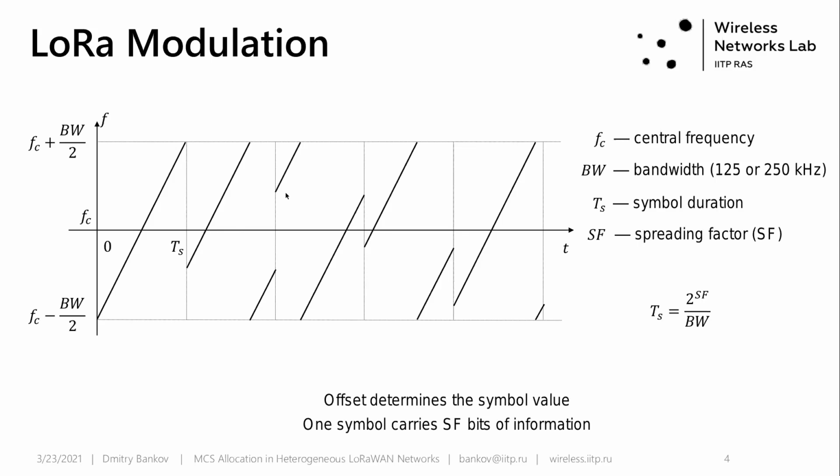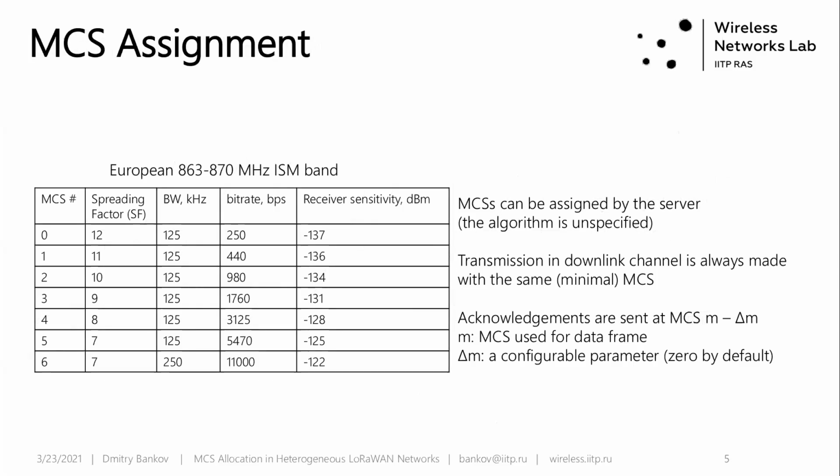LoRa modulation has a parameter called spreading factor, which determines how quickly the signal covers the available bandwidth. So it determines the symbol duration. As you can see on this slide and in this formula, the symbol duration is 2 to the power of spreading factor divided by the bandwidth. So if we increase the spreading factor by 1, we make symbols 2 times longer. Different modulation encoding schemes in LoRaWAN use different spreading factors, and signals with different spreading factors have different bit rate.